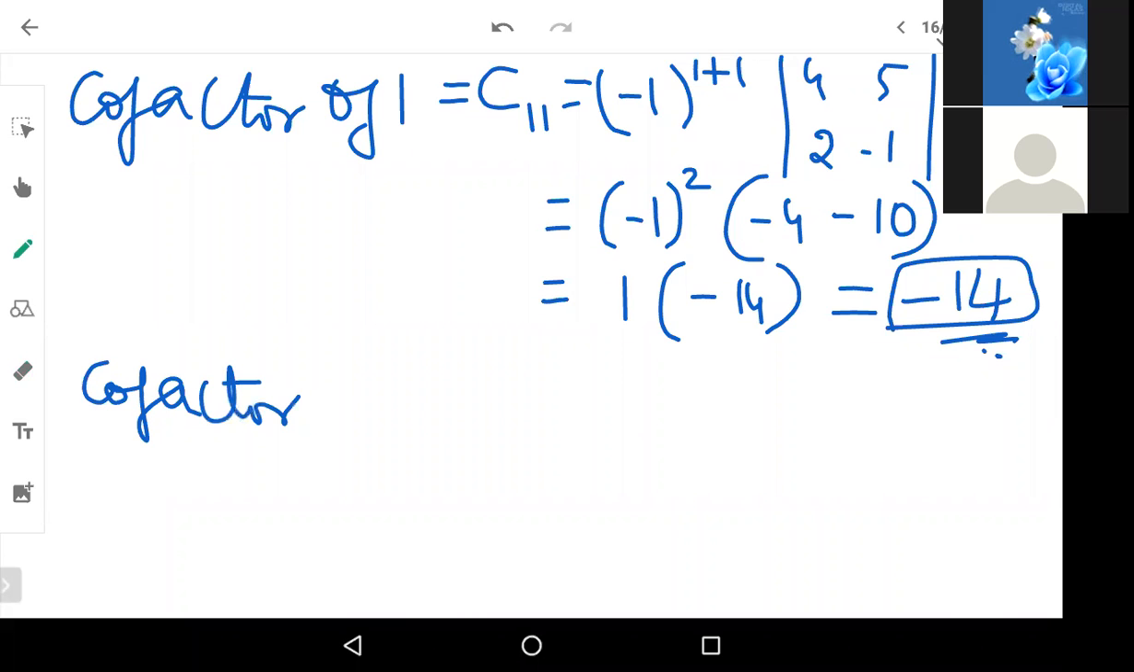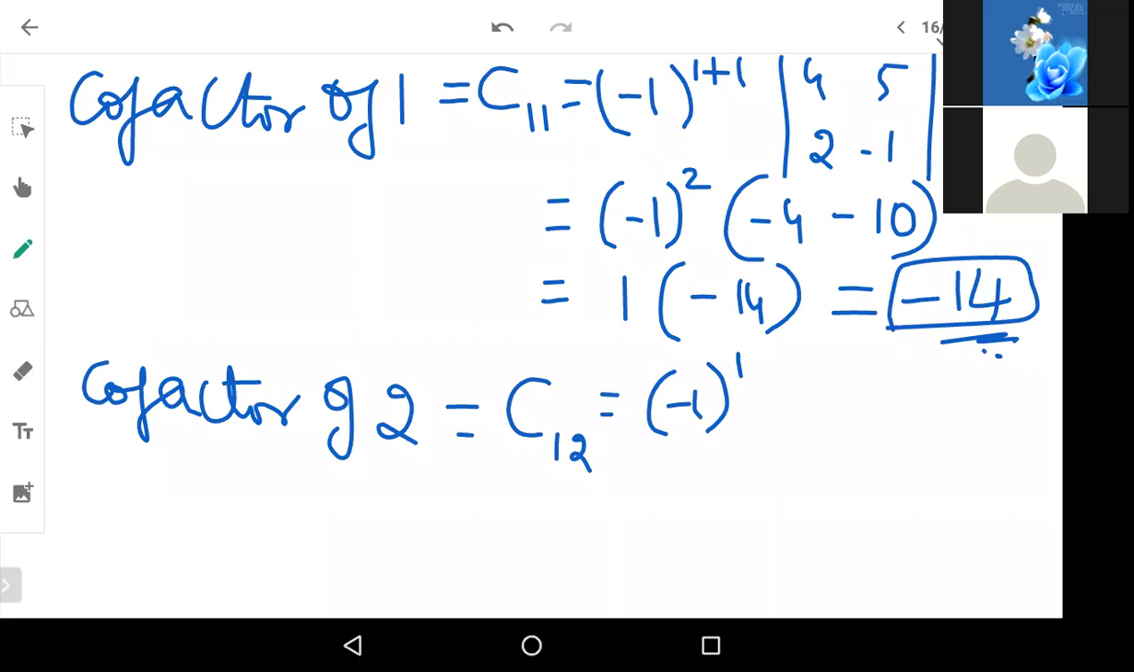Now moving on to the second cofactor. Cofactor of 2 is equal to C first row, second column. Be careful with this. First row, second column. Then minus 1 to the power first row plus second column. And then can you tell me the minor? What will be the values of the minor here? Minus 3, 5, 1 and minus 1. Any more answers?